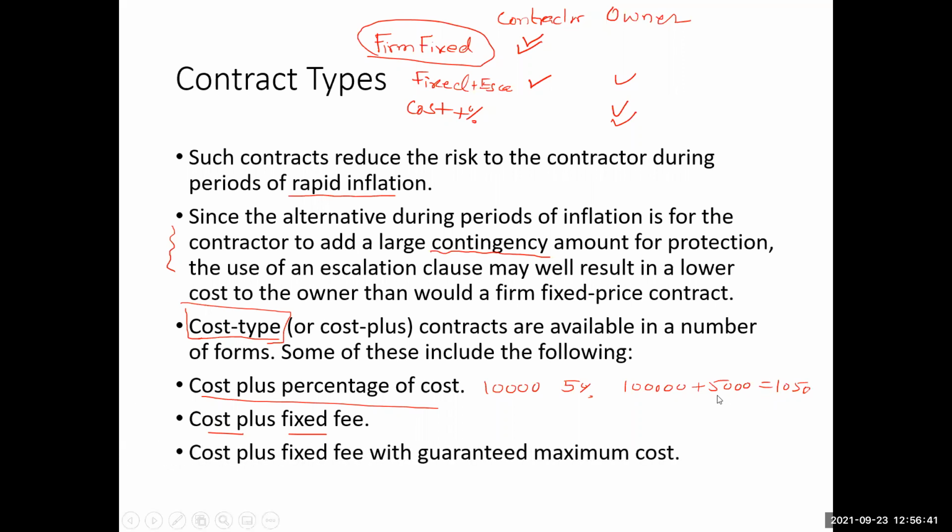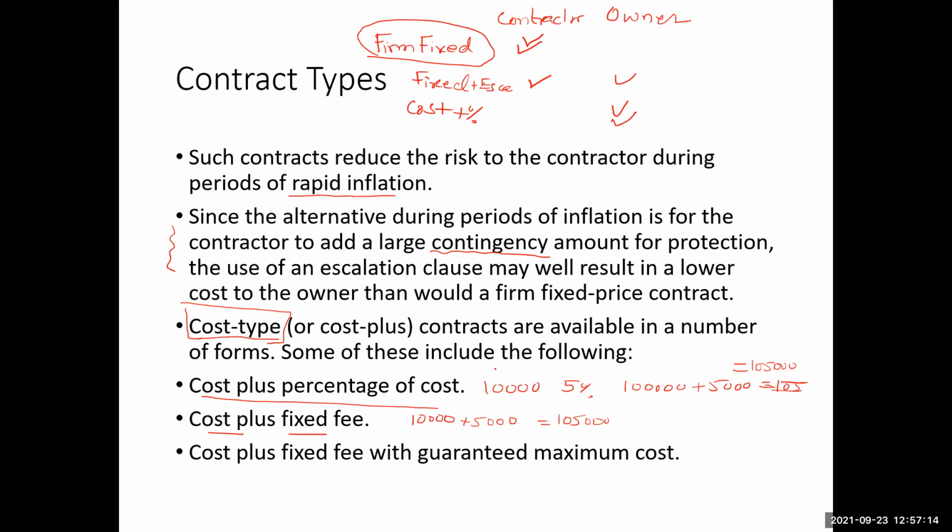Okay, so the owner will pay 105,000. In the cost plus fixed fee, if the cost is say 100,000 and the fixed fee is say 5,000, the owner will pay 105,000.